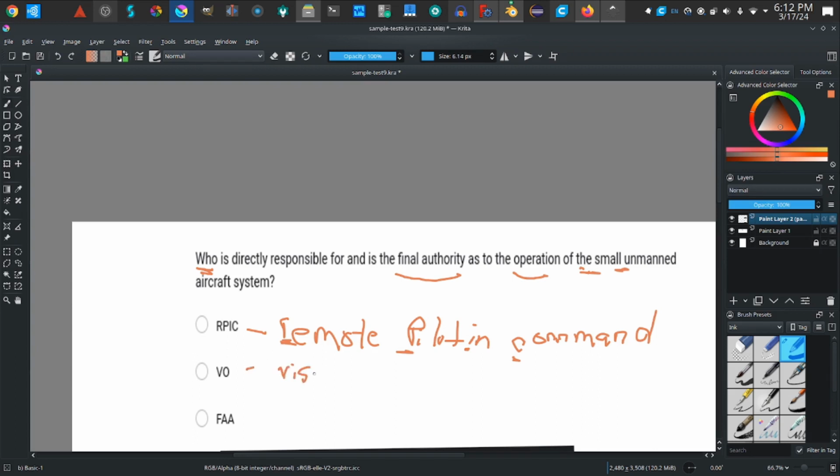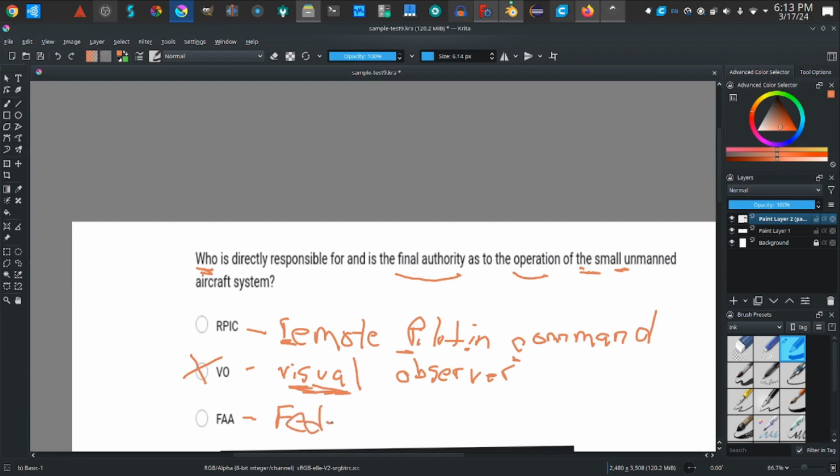Or is it the visual observer? Now this gives you an idea of who's in command. The visual observer, here's the word visual. Visual means you're just watching. Does the visual person watching have final authority? Nope, so I know that's wrong. I'm using the process of elimination, just using common sense.